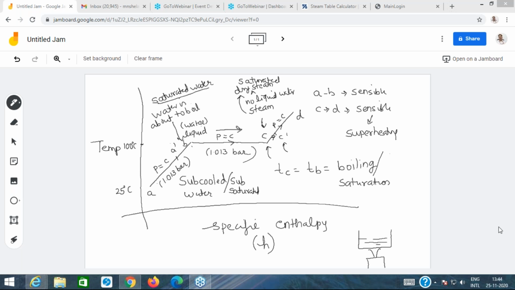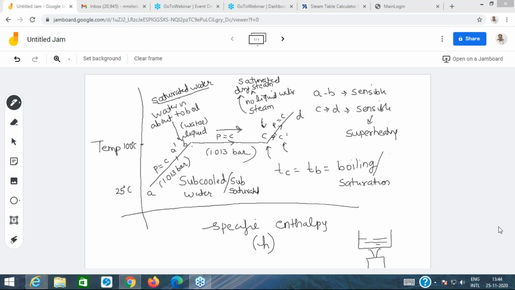Now, what is the process C to B? Correct. Kunal, you are right. C to B is not cooling. Gunjan, it is not cooling. It is condensation. Okay. C to B is condensation.